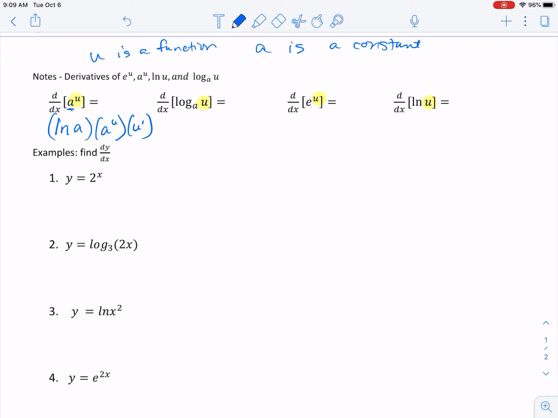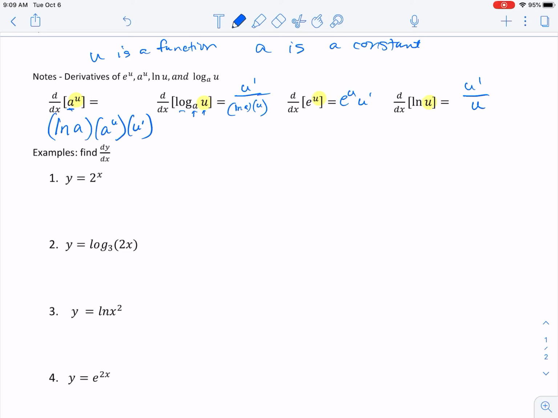Okay? The derivative of a log function, remember a is a constant, u is a function, is u prime over the natural log of a times u. The derivative of e to the u is e to the u times u prime, and the derivative of the natural log of u is u prime over u. The most common one on these is the natural log of x, which is equal to 1 over x. Alrighty? Easy to remember. Then you put the derivative over it because the derivative of x is 1.